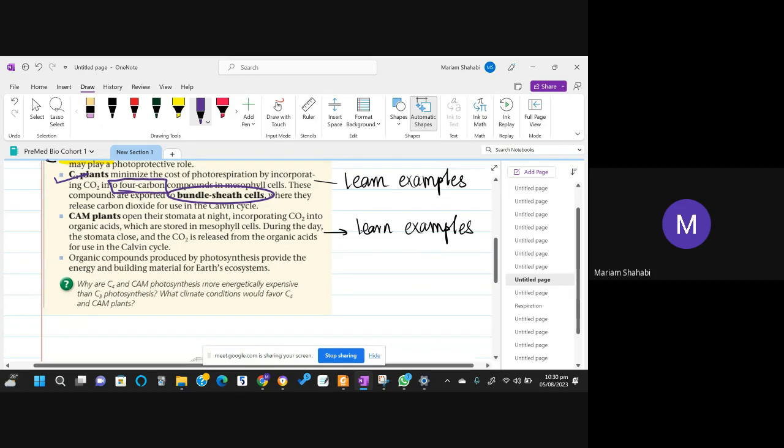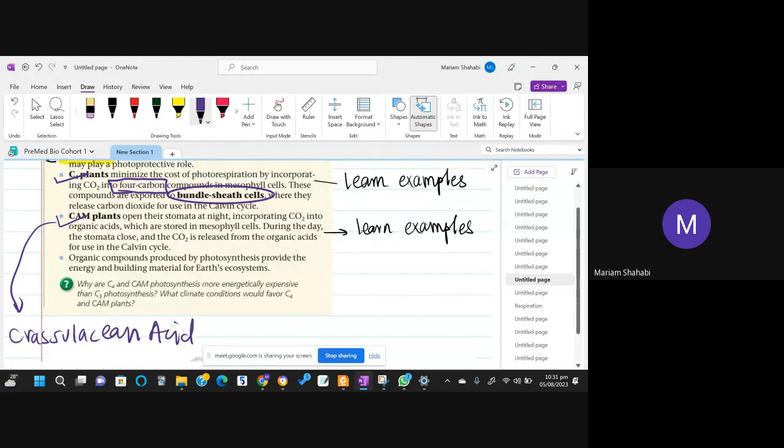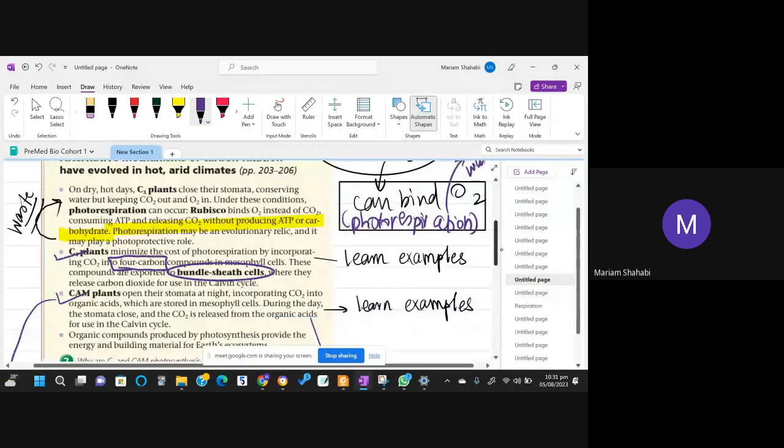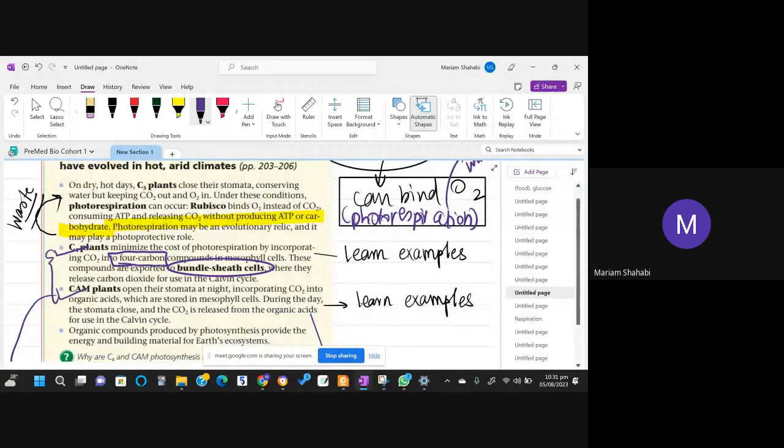And then there are other plants as well. They're called CAM plants, which stands for crassulacean acid metabolism. अब ये जो है ना, they're mostly desert plants, जैसे कि cactus. And अच्छा हाँ, इसकी examples भी you should remember. दोनों की examples are very important.